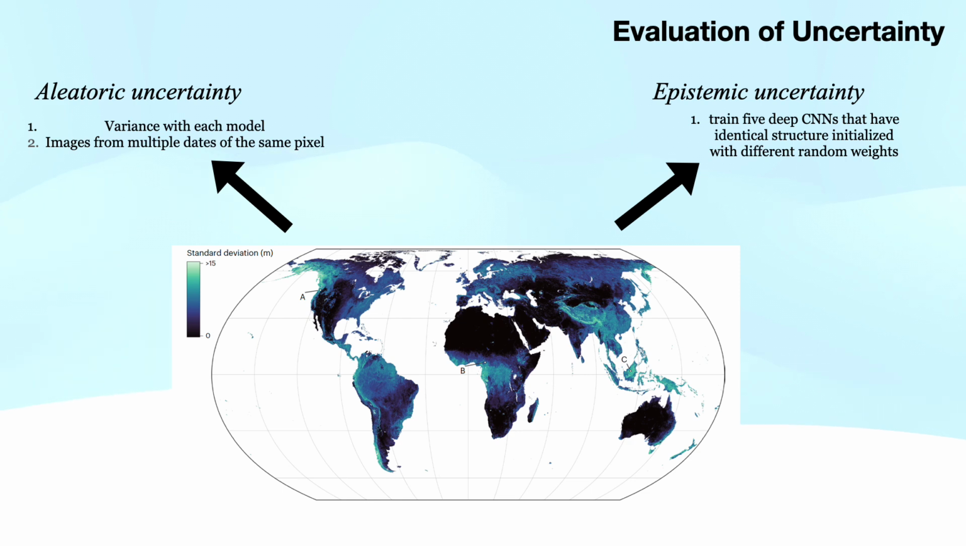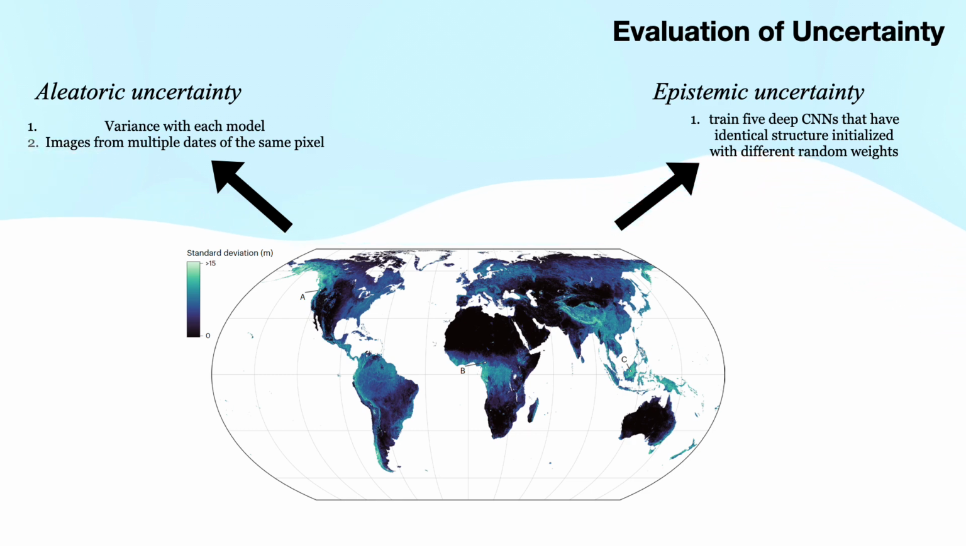With uncertainty, they discussed two types of uncertainties. One is aleatoric uncertainty, which is the essential noise associated with satellite detection. To address it, they produced the variance within each machine learning model to understand how each model estimates that variance. They also compiled multiple Sentinel pixels from multiple dates on the same pixel, so they could compare how the prediction varies.